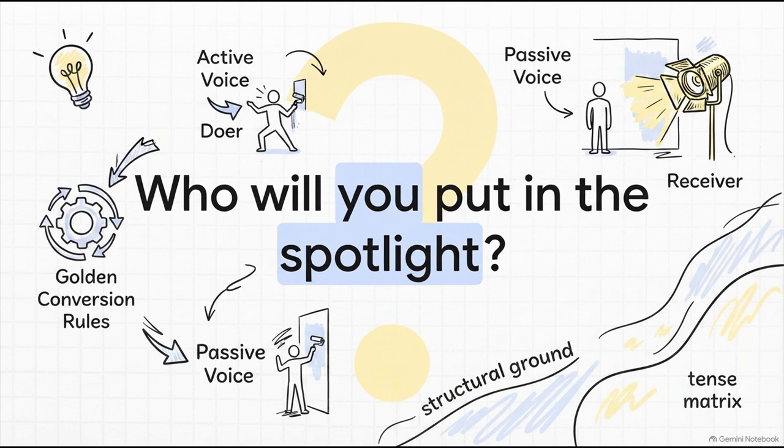We've covered a ton of structural ground today, from the basic definitions to the golden conversion rules, all the way through that tense matrix. But remember, grammar isn't just about following rigid rules. It's an incredible tool for directing your audience's attention exactly where you want it. So I'm going to leave you with this final thought and challenge. When you write your very next sentence, who will you consciously put in the spotlight? Will you drive the action forward with the doer in the active voice, or will you highlight the results by putting the receiver in the passive voice? The power to build that engine is now completely in your hands.